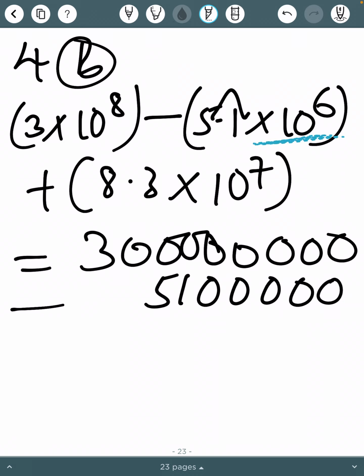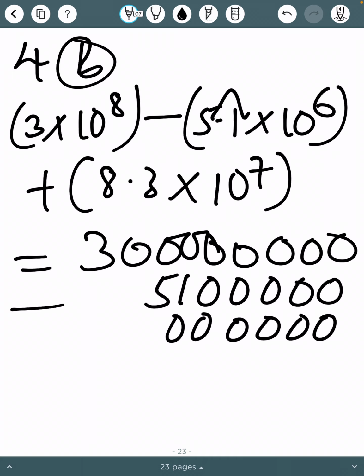Then 8.3 times 10 raised to the power 7 should also give me 7 zeros after these 3. Because if I move it forward once, then I will have to add 6 zeros, not 7. So it should give me 6 zeros after these 3. So that should be 1, 2, 3, 4, 5, 6, 3, then 8. But this is to be added.